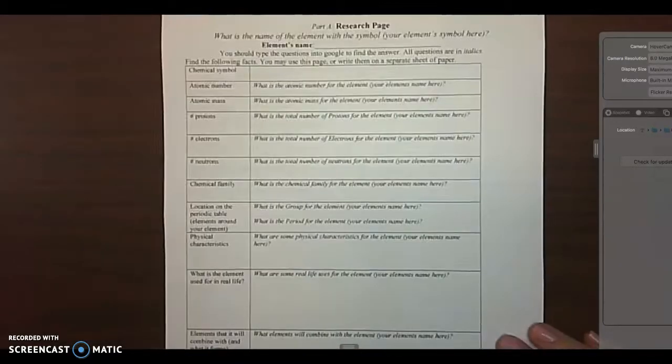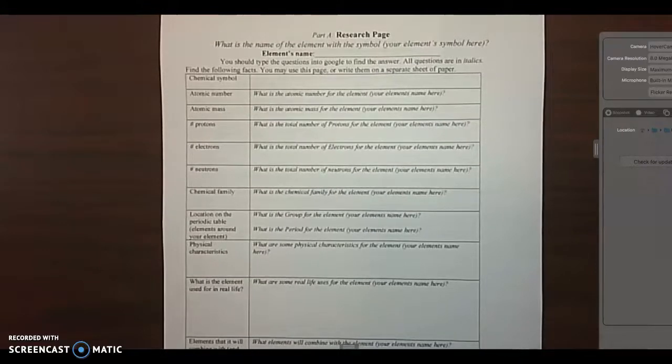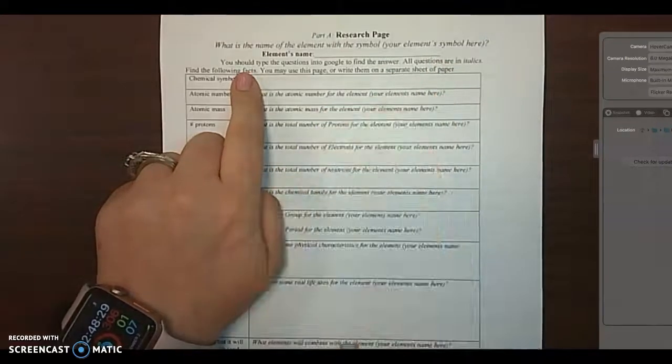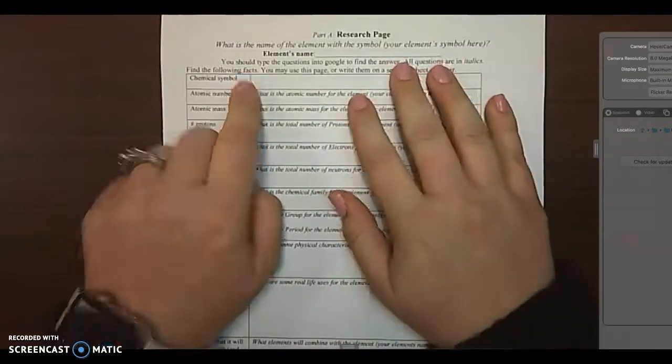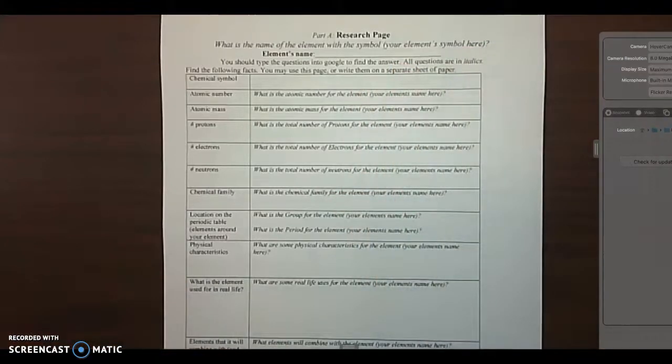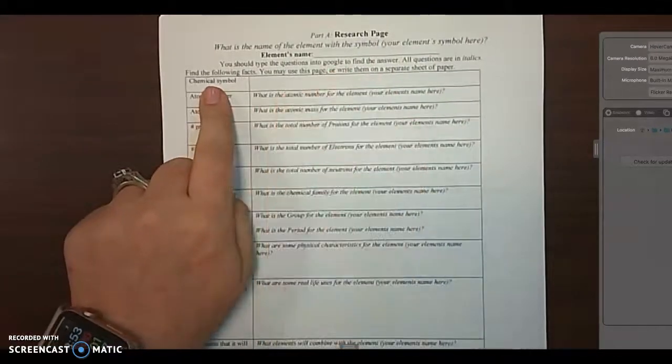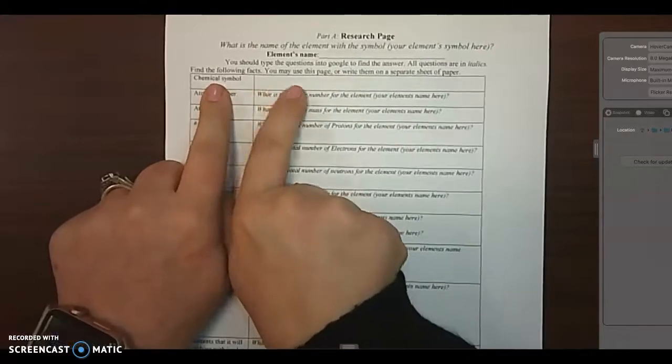Now, this next page is your research page. At the very top, you would put your element's name. Now, you are going to have to Google these or some of these to find your answers, okay? Some of these you should already be able to know just based off looking at the periodic table, but some of them you may have to Google, and I'm going to walk you through what you would type into Google to help you search a little bit easier. So you're going to put your element name, then right here, you're going to write your element symbol.